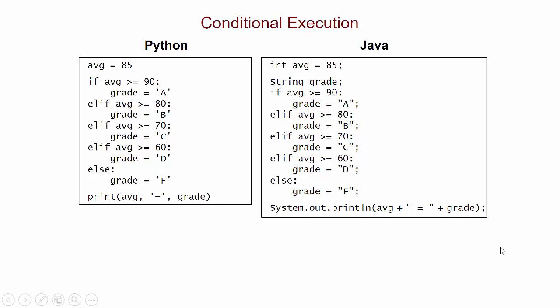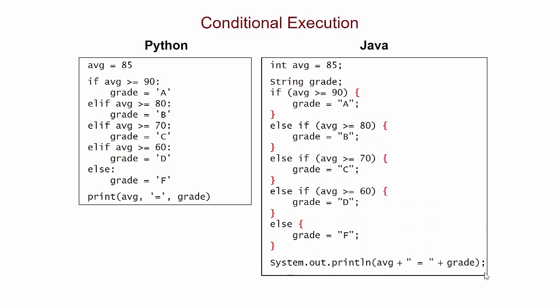Okay, so now let's look at conditional execution. The basic structure is the same in Java, but there are some syntax differences. So instead of elif, in Java we write else if. We also surround our conditions with parentheses. That's required in Java. We're also going to have to indicate the blocks differently. This is consistent with what we've seen before. In Python, we have colons after each condition, and that indicates that we're about to begin the block that corresponds to that condition. In Java, instead of those colons, we're going to put in pairs of curly braces to indicate the beginning and end of the block.